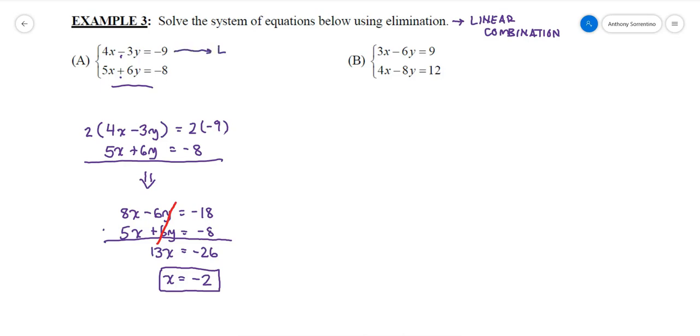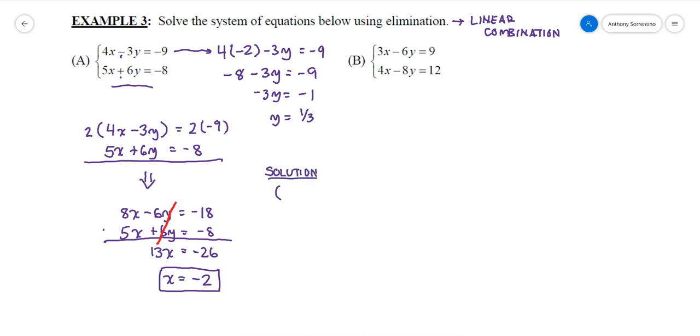And I'm going to say, okay, I'm going to have 4 times negative 2 minus 3y equals negative 9, which means I have negative 8 minus 3y equaling negative 9. Adding 8 to both sides, I have negative 3y equals negative 1. And dividing both sides by a negative 3, I would get 1/3. So my solution is negative 2, comma, 1/3.